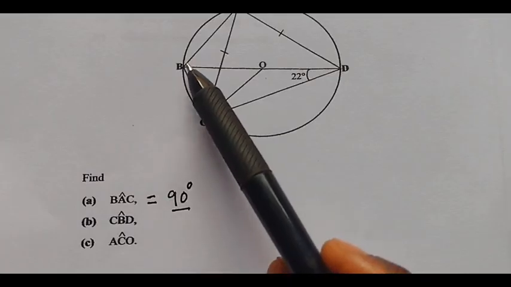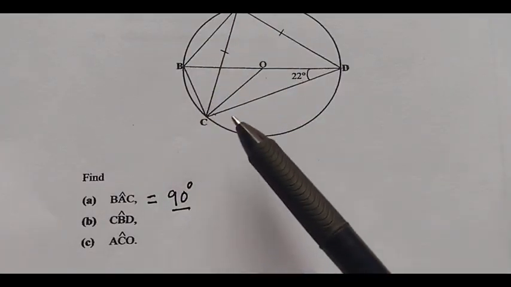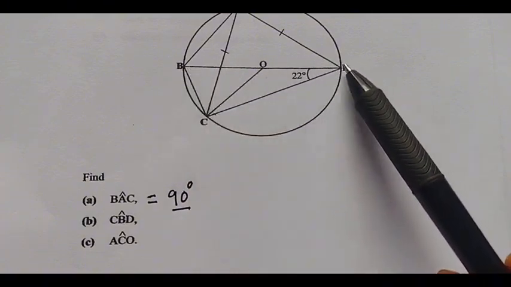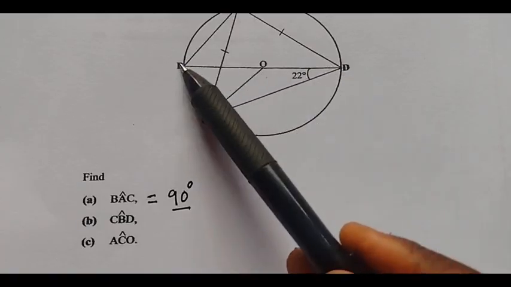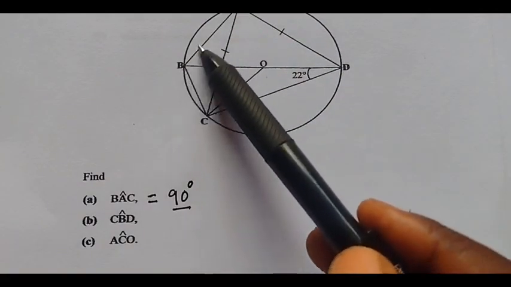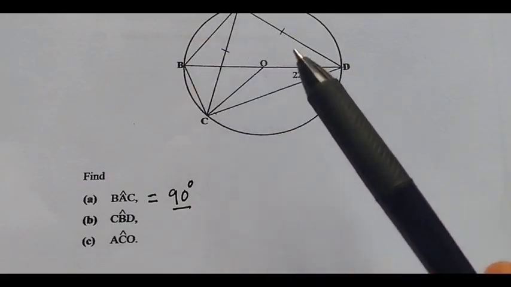Angle BAC is equal to 90 degrees because this BD is forming a diameter. It's a diameter. And if BD is a diameter, this simply tells you that you are going to have a right angle triangle, this one, of which here we are going to have 90 degrees right there.